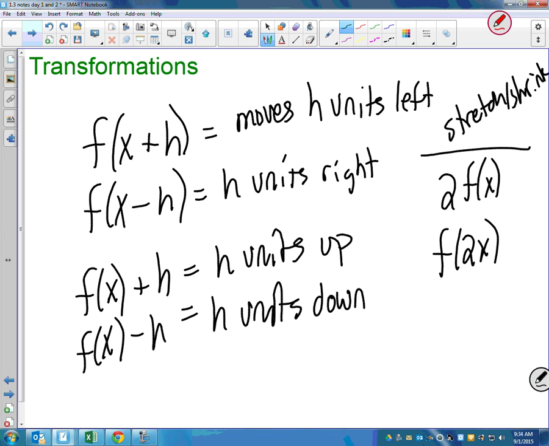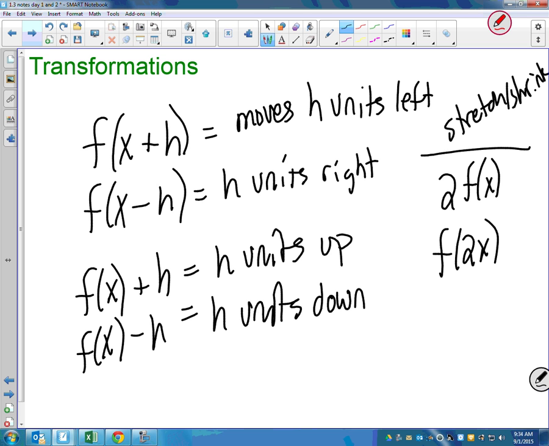Worst case scenario is you're just making XY charts right now. Hopefully you at least know what shape it's supposed to be. If you remember some of this stuff, then maybe you don't have to make the XY chart every time because you remember, oh, that's just going to be the parabola moved over two or down two. And again, we'll focus a lot more about this.